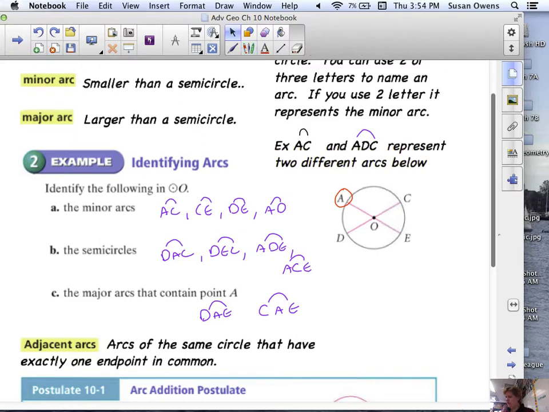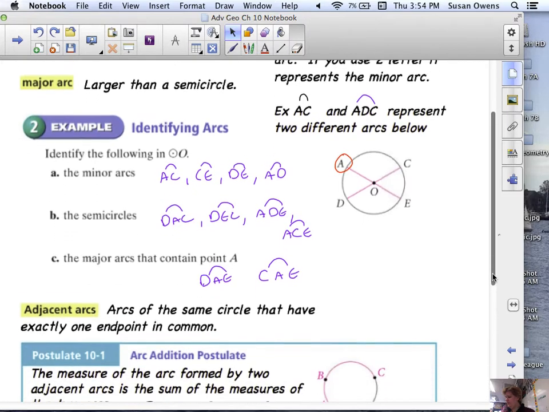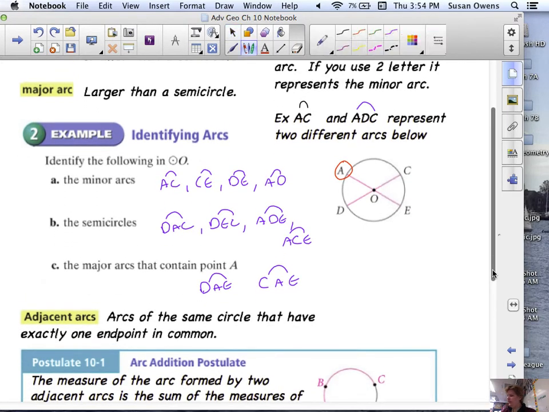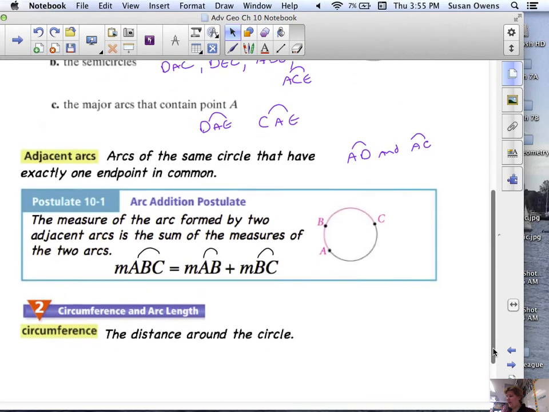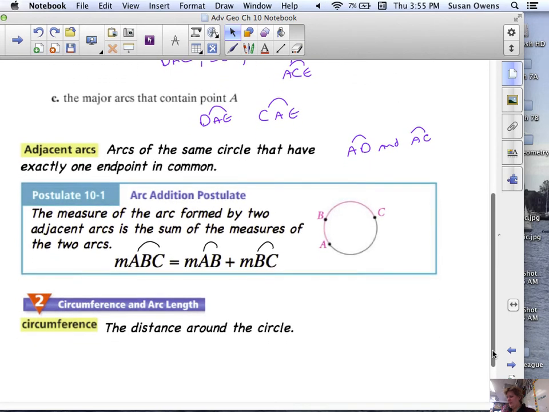Adjacent arcs are arcs of the same circle that have exactly 1 endpoint in common. So for example, if I look up in the picture, I could say that AD and AC are adjacent arcs. And just like segments and angles, I can add arcs. The measure of an arc formed by 2 adjacent arcs is the sum of the measures of the 2 arcs.